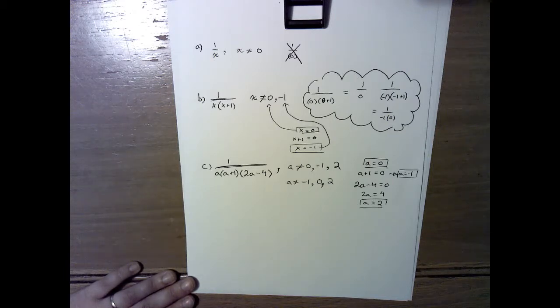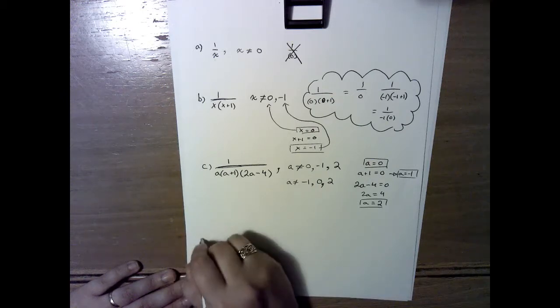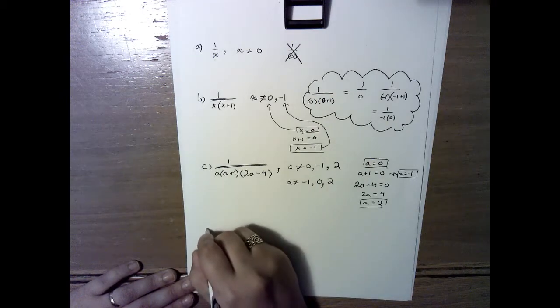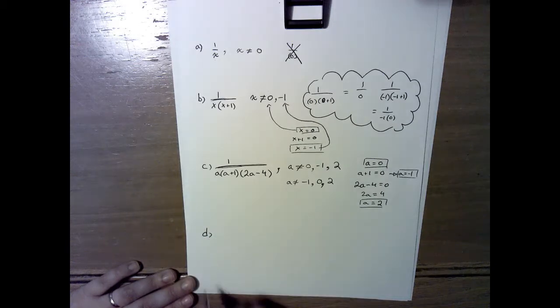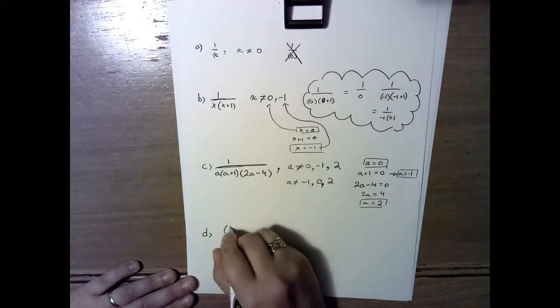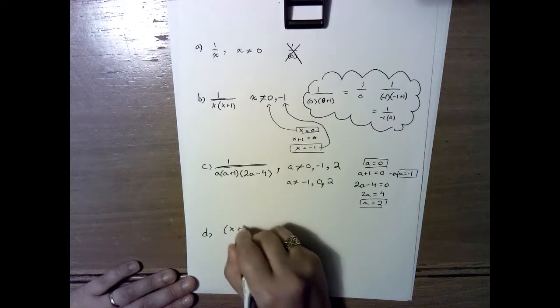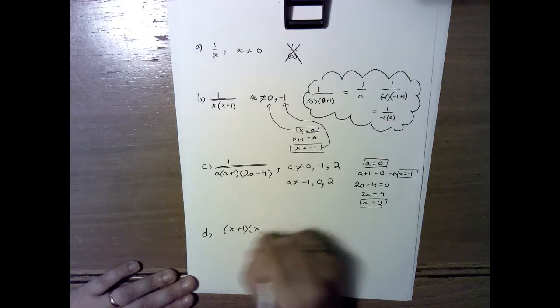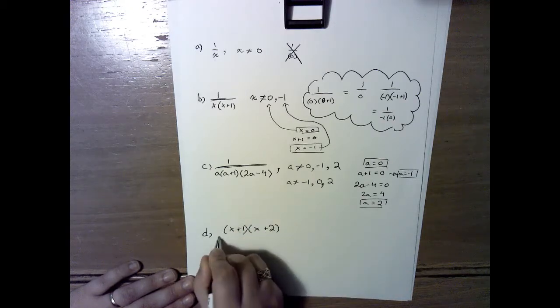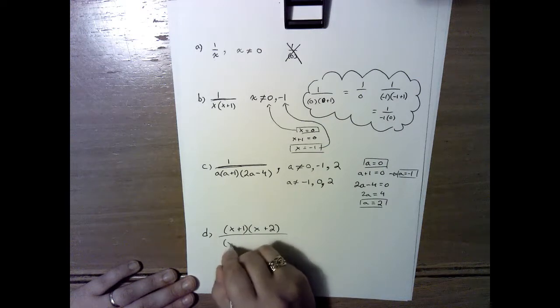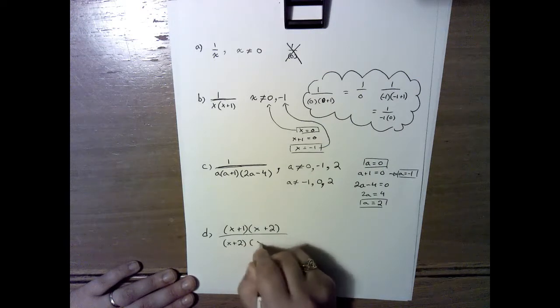Okay, let's look at some more examples of rational expressions. So let's say we have a rational expression that is x plus 1 times x plus 2, all divided by x plus 2 times x plus 3.